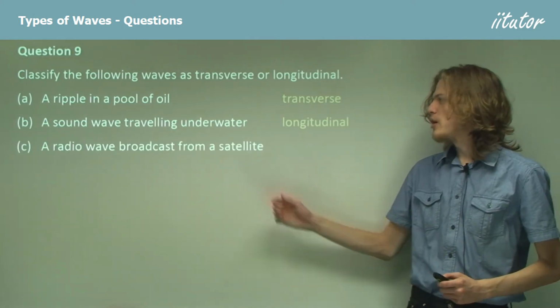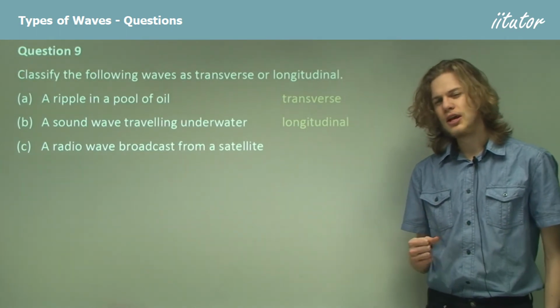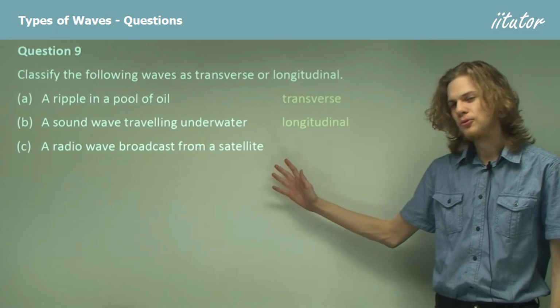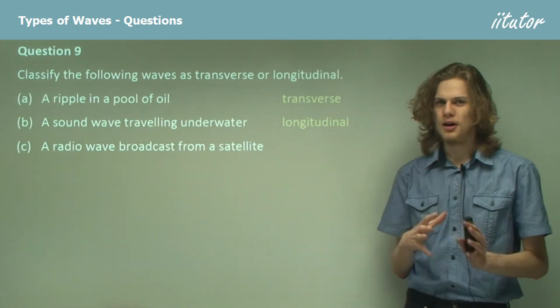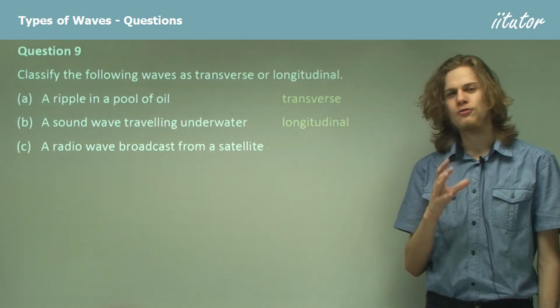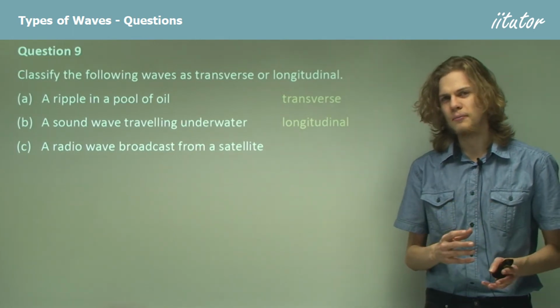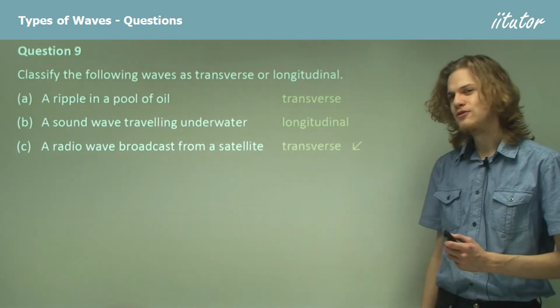How about a radio wave broadcast from a satellite? Now this one's a bit harder, because in this case we don't have any particles vibrating. There aren't any particles in space where satellites are, and so we have to travel without particles. In this case we don't have particles vibrating, but we do have electric fields forming in a direction that's either longitudinal or perpendicular to the wave's motion. Can you remember which? That's right, it's transverse.